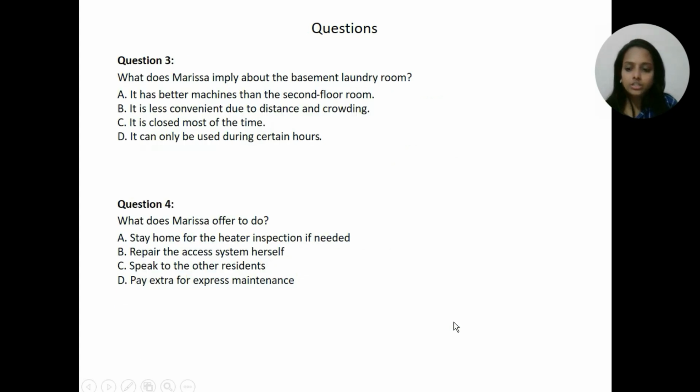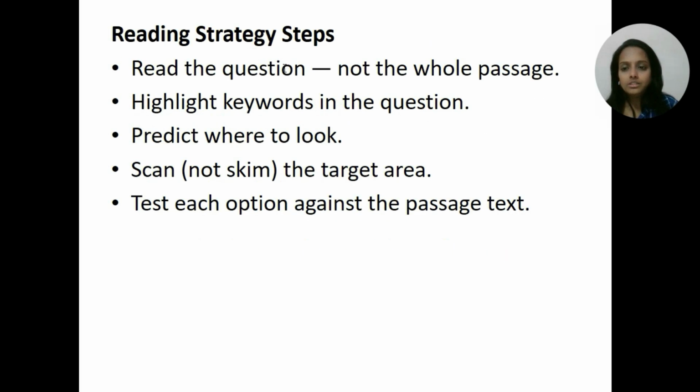And the next question here is, what does Marissa imply about the basement laundry room? Four options are given, and the correct option is option B. Yes, she says the basement laundry room is farther away and overcrowded, right? So she's basically saying it's not convenient. That's why B is correct. And for the fourth question, what does Marissa offer to do? Option A is the correct answer, because at the end she says, like, please let me know if you need me to be in the apartment for the heater inspection, right? So that means she is offering to be home if required. So the correct option is answer A.